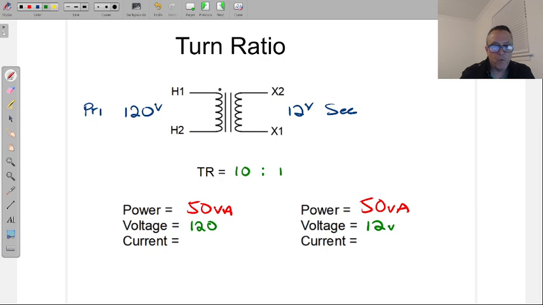Now you can do this in one of 2 ways, but actually with this one there is only one way, to find the first number here, because you don't have any amperage yet. So you can divide either side to get to a number. Either one will be fine. Let's do the secondary side. So we'll divide 50 by 12. That's Ohm's law, P over E, power over voltage, equals I.